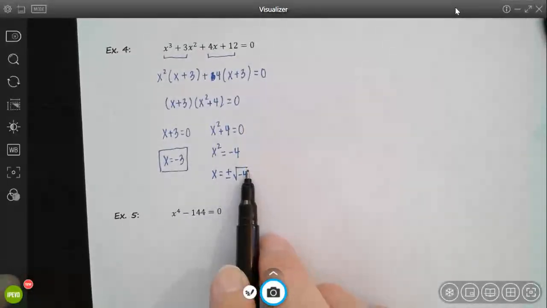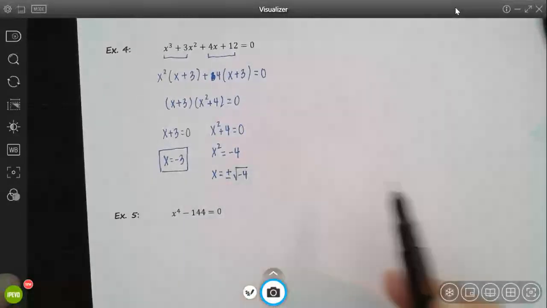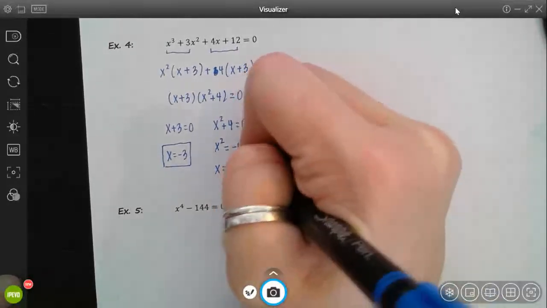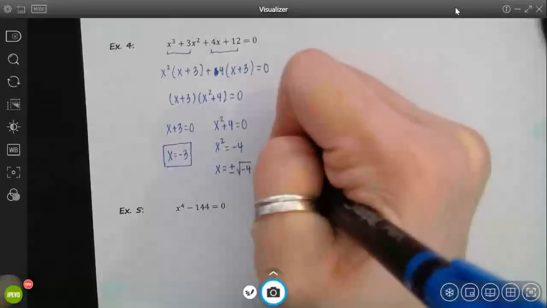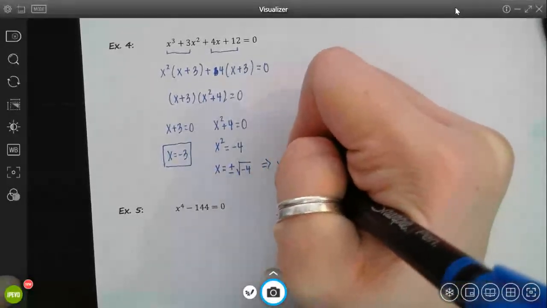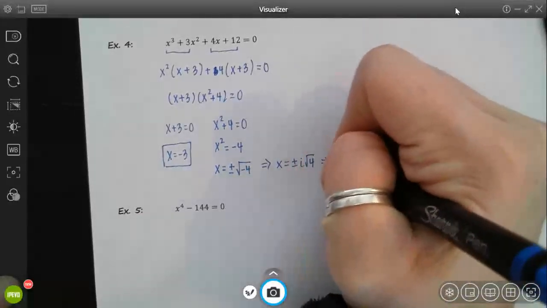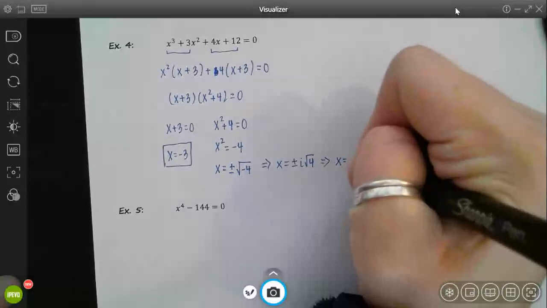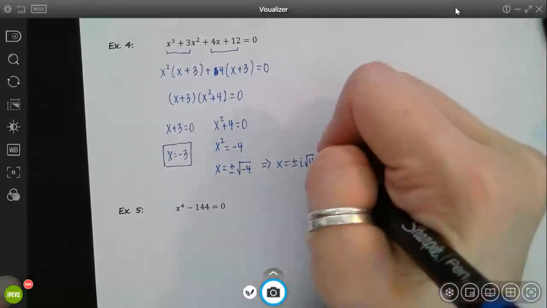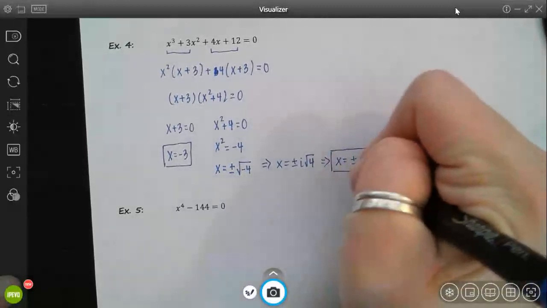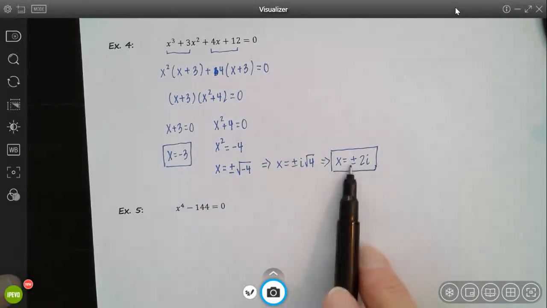So I'm going to turn that into x is equal to plus or minus i. I can write that as i times the square root of 4, which is going to give me x is equal to plus or minus 2i. And those are our other two solutions. They're imaginary, but two solutions here, one solution here. Highest degree is 3. That gives us our three solutions.